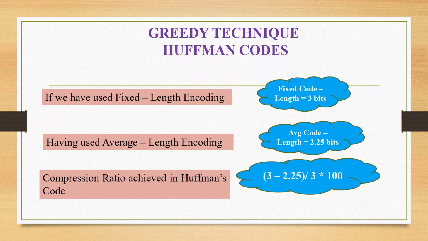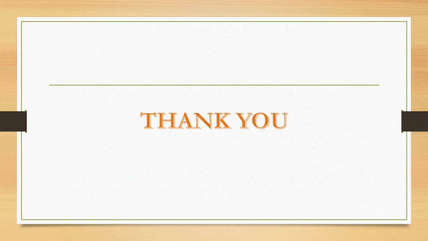The compression ratio achieved using Huffman coding is the fixed code length minus the average code length, divided by the fixed code length, times 100. That is (3 minus 2.25) divided by 3, times 100, so we have achieved 25% efficiency. This is what Huffman coding using variable length coding achieves. I hope you understood and found it useful. Thank you.